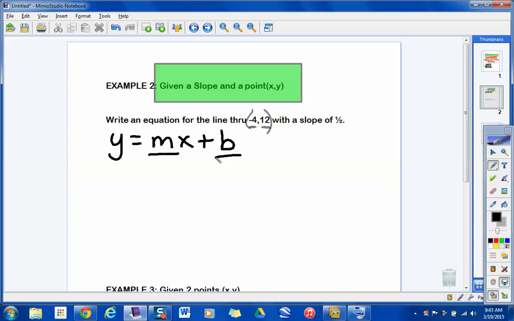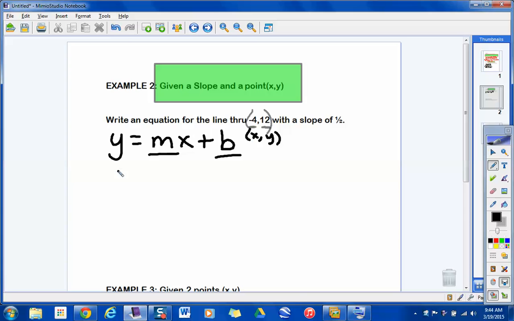Now keep in mind, this is a point, (-4, 12), where this is like an x, y right here, right? Okay, that's going to be important to listen to. Again, what two values do I have to fill in for before I'm done? Slope and the intercept, m and b. Okay. Hey, do we know the slope? What is the slope? 1/2. So what could I plug in for m automatically?